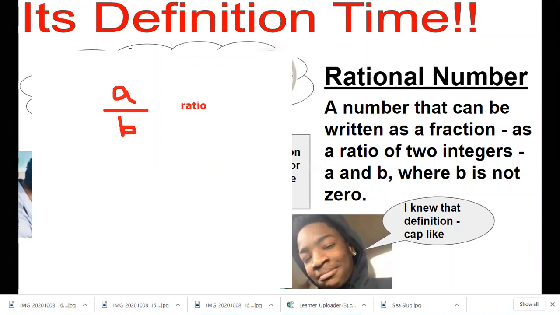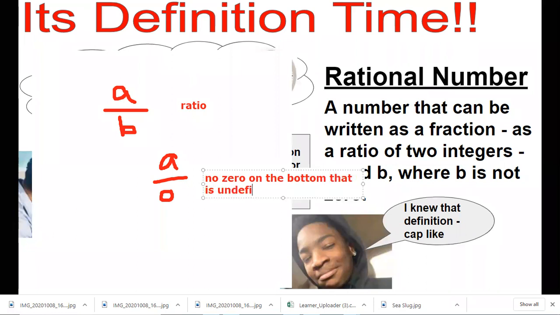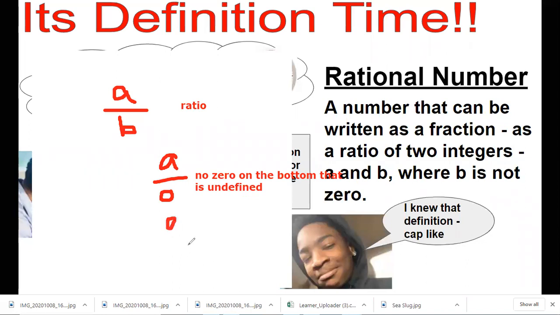It is a ratio. And it also says that b cannot equal 0 because when you have b equaling 0, a over 0, that is undefined. You cannot do that. So just remember that. No 0 on the bottom. That is undefined. Okay? But you can have 0 on the top. That is okay. So you could have 0 divided by a. That is okay. Here comes our lawnmower again. Let me clear all my drawings. Let's move on.